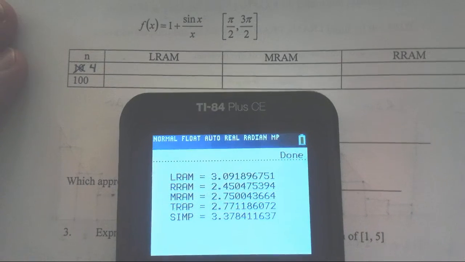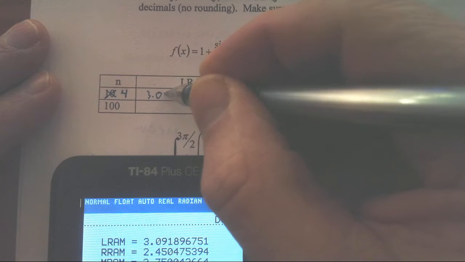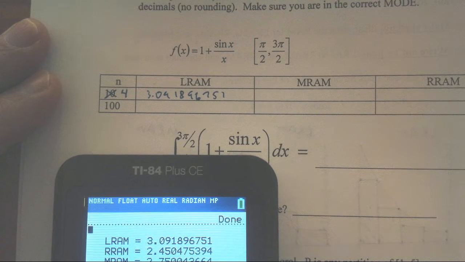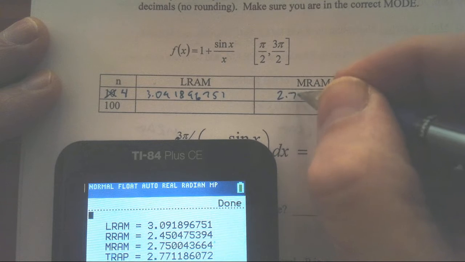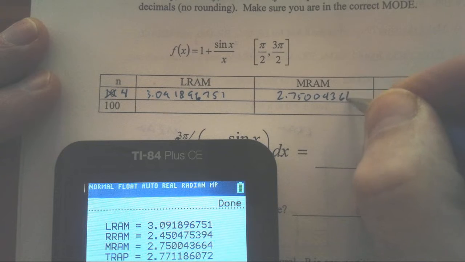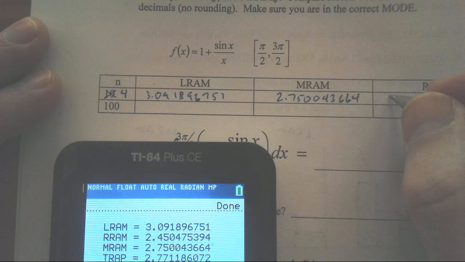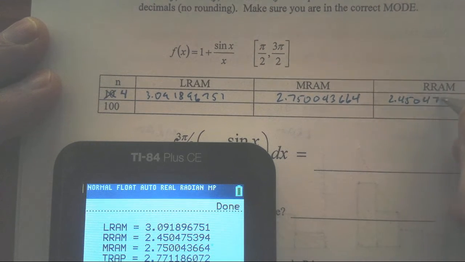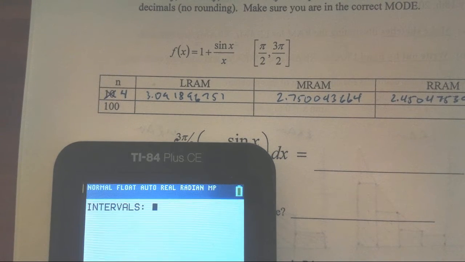And we get those pretty quickly because it's only 10 approximations. So let me get those copied in here. My LRAM value, 3.091896751. My MRAM, which is my third, 2.750043664. My RRAM, 2.450475394. And I'm just going to rerun it again with 100 intervals.